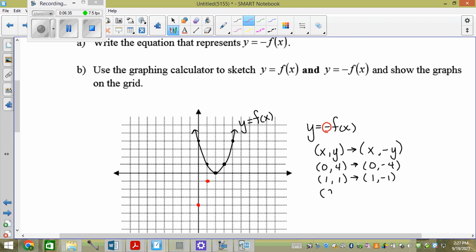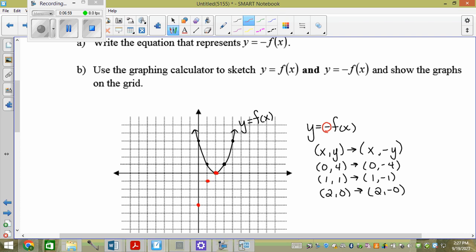(2, 0) is going to become (2, negative 0). Is there such a thing? (2, negative 0) is just (2, 0). So we plot that just where it is. Did that point change? No. So that's your invariant point, and that's going to be your invariant point because that is on the axis it is reflecting on.